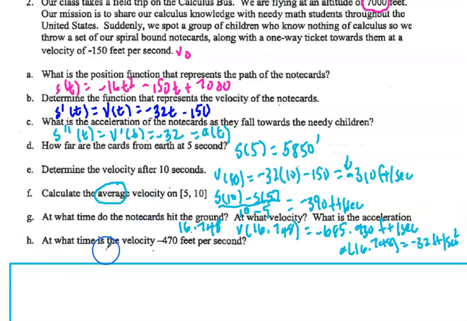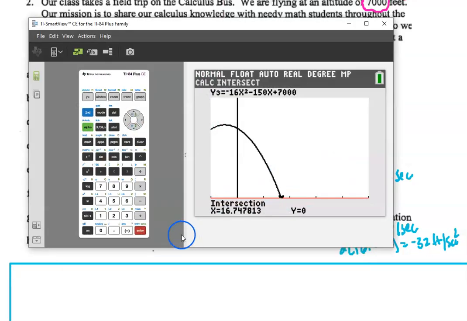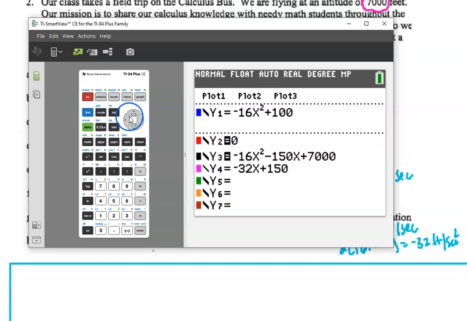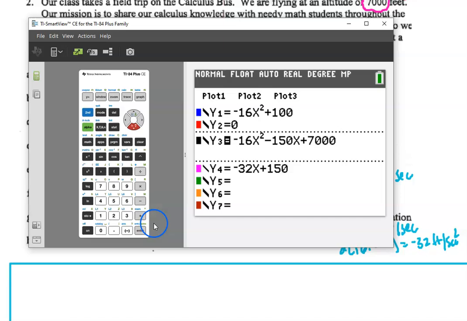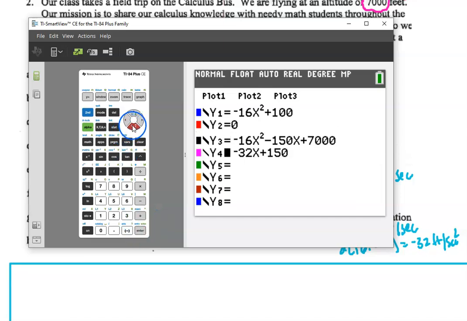And lastly, at what time is the velocity negative 470? So I'm going to go back into y equal to. I'm going to turn off position and turn on velocity. I'm going to go down to negative 470. I want to graph the horizontal line because I want to know when is velocity negative 470. So that would be v of t equal to negative 470.